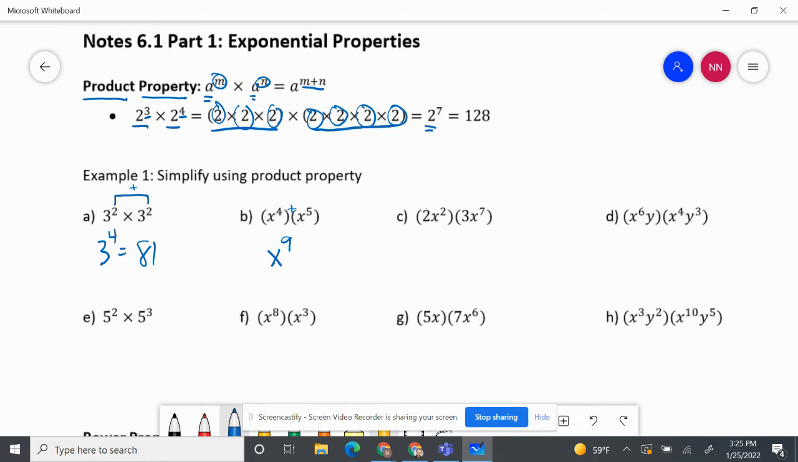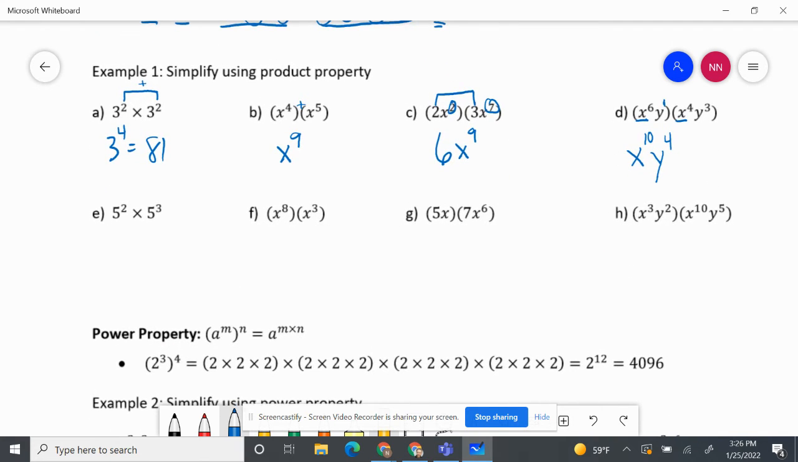With the next one, we have 2 times 3. That would be 6. And then with the exponents, we add them up. 2 plus 7 is 9. For the next one, we have x to the 6th and x to the 4th. That would be x to the 10th. If we don't see an exponent, we know that it's 1. 1 plus 3 gives us a 4.